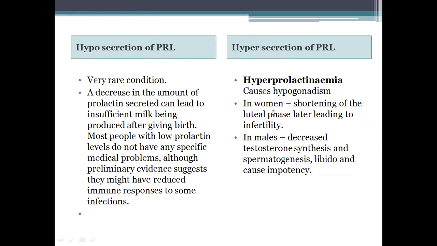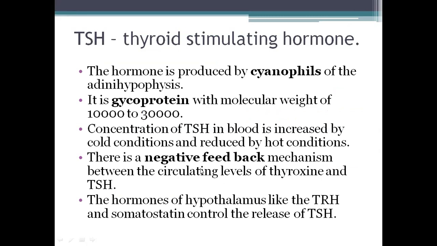This is a condition where, in men and women, the hypersecretion may result in impotency. More and more secretion may shorten the ovarian cycle, which results in improper development of the egg, resulting in infertility. And in males, due to less production of testosterone, inhibition of spermatogenesis and libido results in impotency. Okay, so these are the disease conditions.